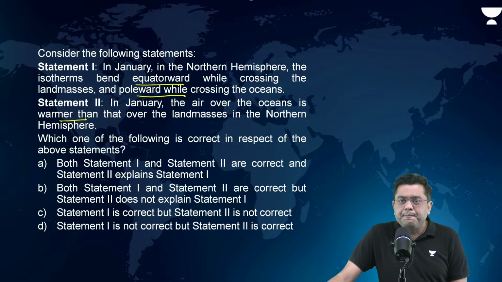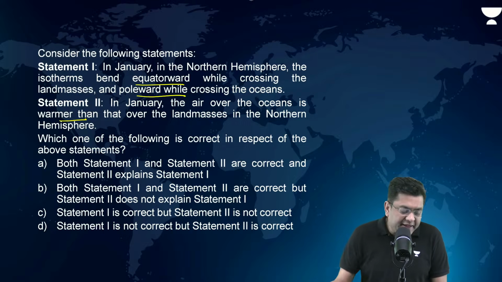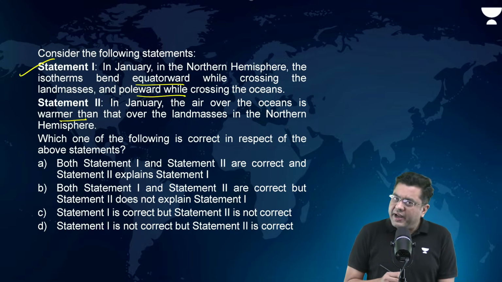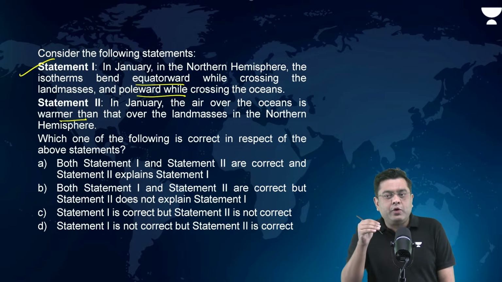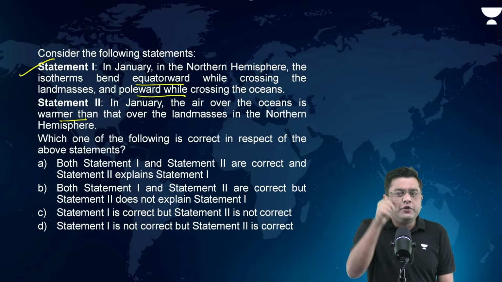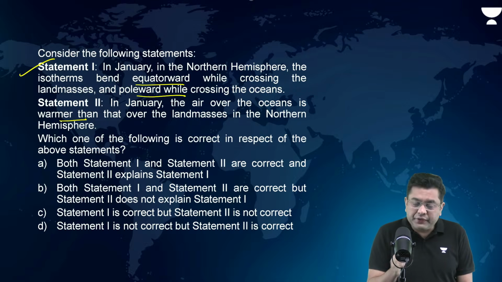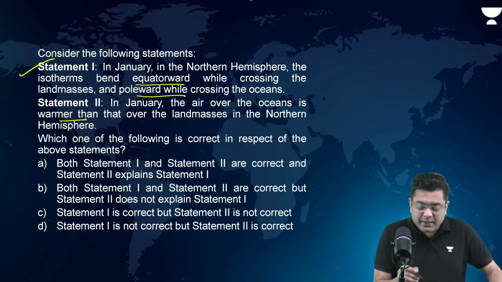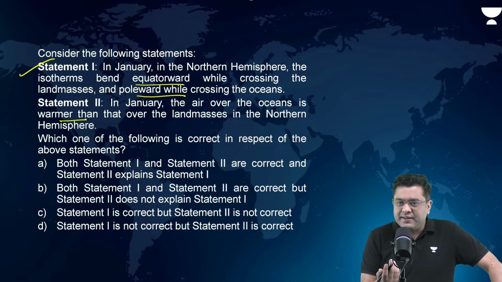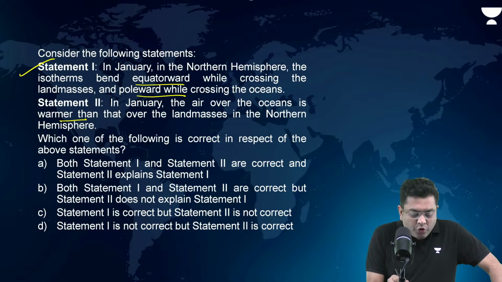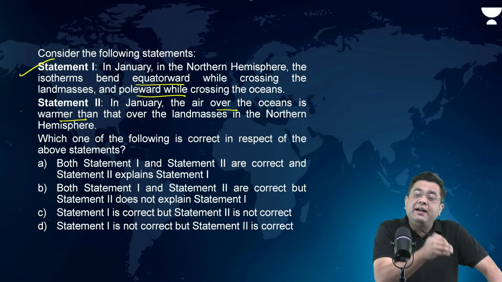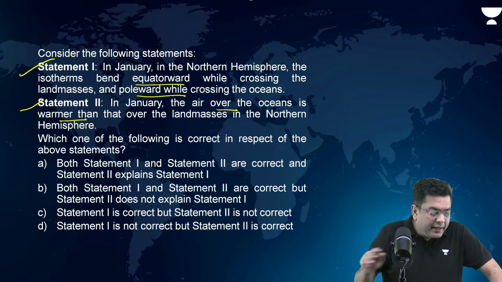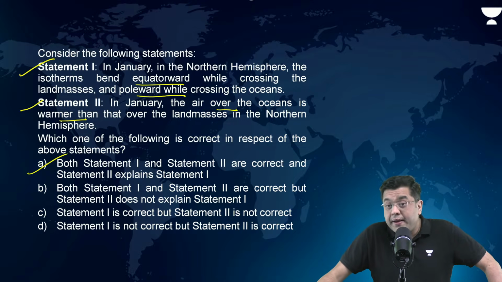So, if you take a look at it, read the statement carefully. The first statement is absolutely correct, right? Over the continents, the isotherms will bend equatorwards, while crossing the oceans, they will bend polewards. That is correct. Second statement: in January, that is the month of winter, air over the oceans is warmer because land is going to be colder. It is because of this that the isotherms also indicate a bend. So the correct answer is A.